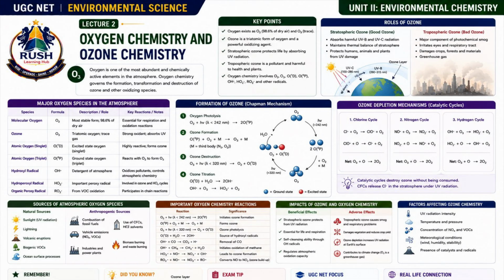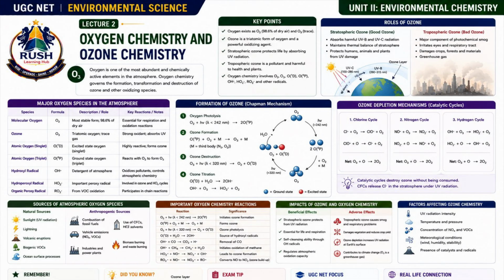Now let's understand ozone. Ozone is a powerful oxidizing agent and is found in 2 distinct regions of the atmosphere. The first is the stratosphere, where ozone forms the ozone layer. This ozone is often called good ozone because it protects life on Earth by absorbing harmful ultraviolet radiation from the sun. The second is the troposphere, where ozone acts as an air pollutant. This ozone is often called bad ozone because it contributes to photochemical smog and causes adverse health effects.